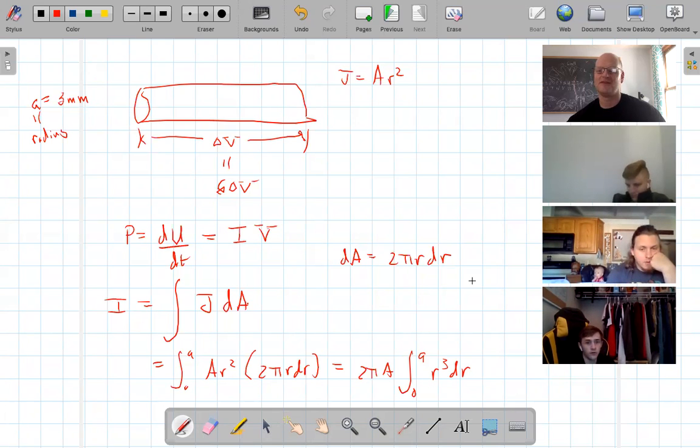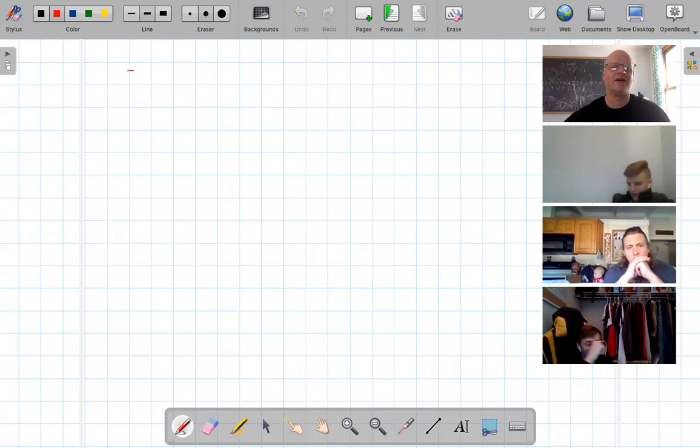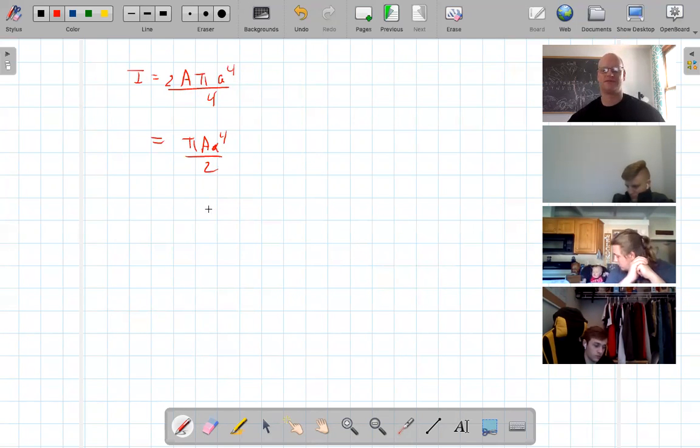R to the 4th over 4. Good, R to the 4th over 4. So from here, we now get the current is then equal to 2A times pi times A to the 4th divided by 4, which is the same thing then as pi times A to the 4th divided by 2. Okay, so this is our current.